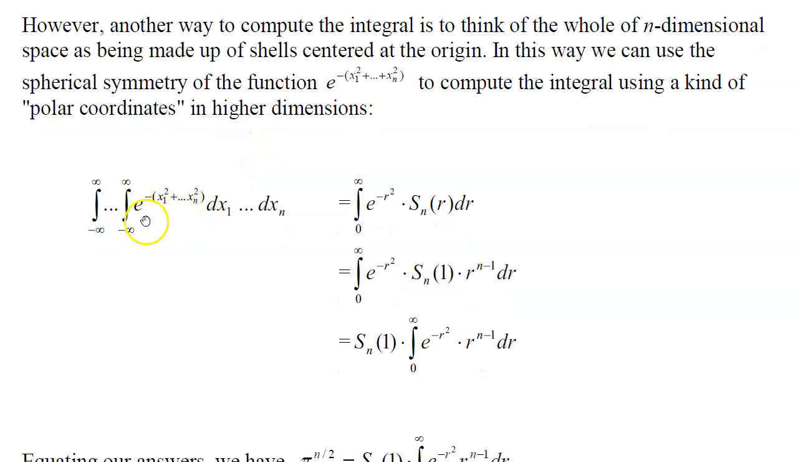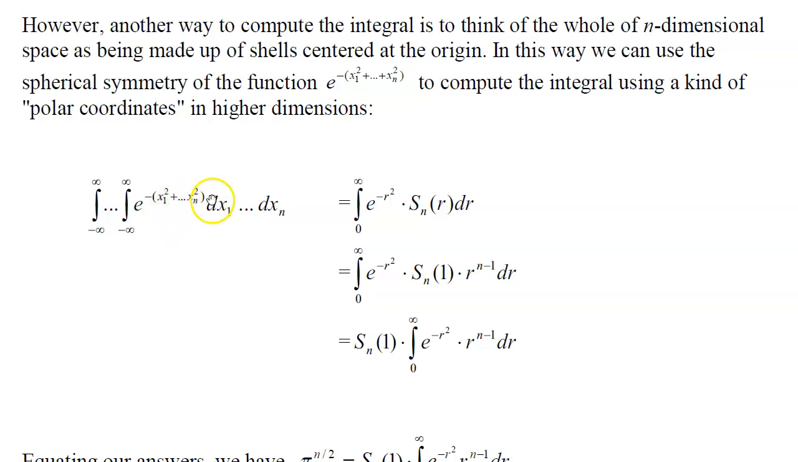So this function is really spherically symmetric, right? It's symmetric with respect to the origin, in the sense that suppose you're on a sphere of radius 5, centered at the origin. What that means is that x1 squared plus x2 squared all the way up to plus xn squared would equal 25. There are lots of different ordered n-tuples, x1, x2, all the way up to xn, that would add up to 25.